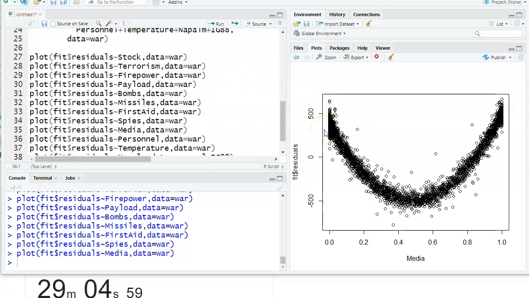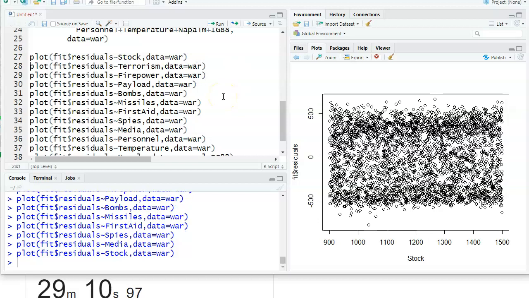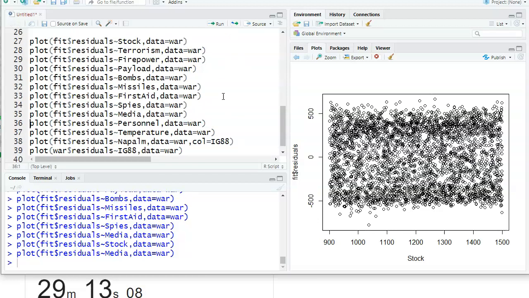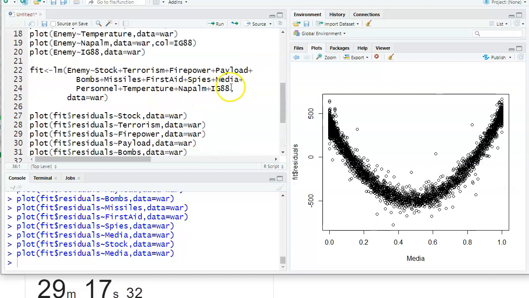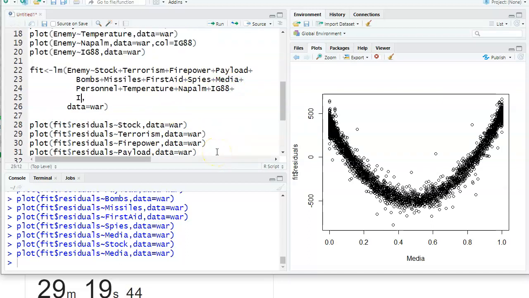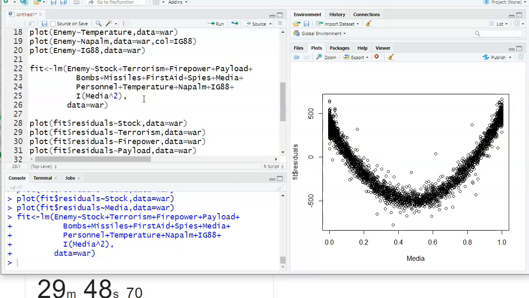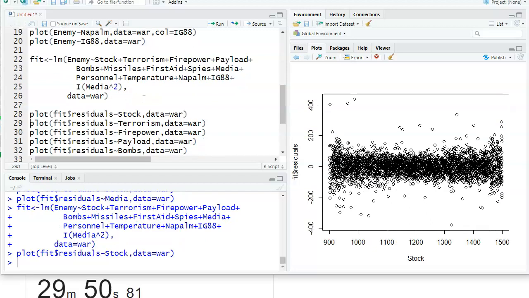Your goal when you look at these residual plots is which residual plot is screaming the loudest. Some of these, I mean, looking at stock, it's whispering there might be something. This residual plot is screaming. So I'm going to come back up here and put in media squared. I only need to do one thing at a time. Notice I'm not going to take any variables out. I'm only going to add stuff in.